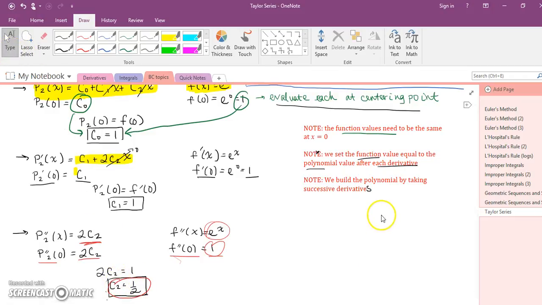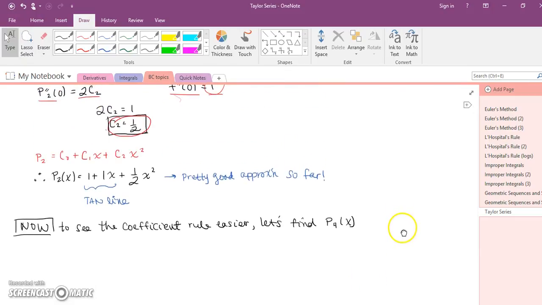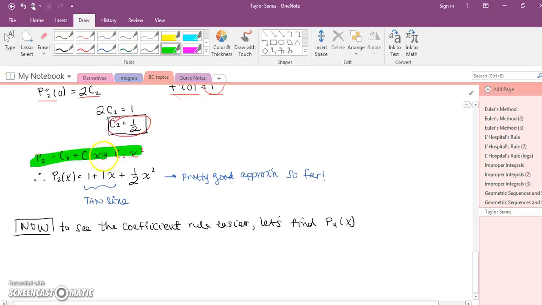Whew, all right, we got it. So what this means is p sub 2, which started as this, this is general. I have no idea what my coefficients are. Well, I just took more and more derivatives, and I found all my coefficients. So c sub 0 was 1. C sub 1 was 1. C sub 2 was 1/2. The x's come with it.